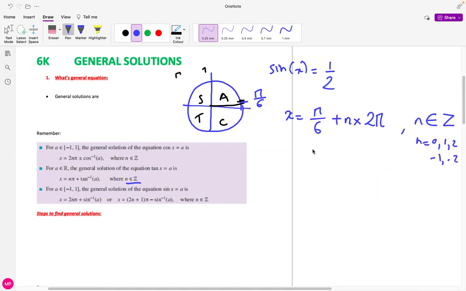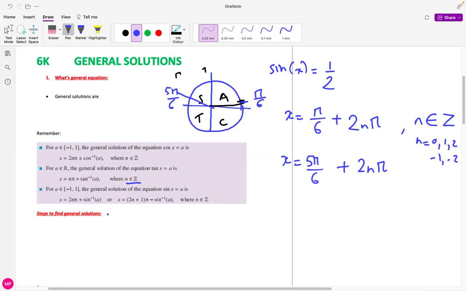All right. Now to make it nicer, instead of writing n times 2 pi, you can write 2 n pi. Okay, looks nicer. Then you do the same on the other side. So one of the angles on the other side is 5 pi/6. So I could have x equal 5 pi/6, and to represent multiple solutions at this point, I could add 2 n pi. So these are called general solutions.